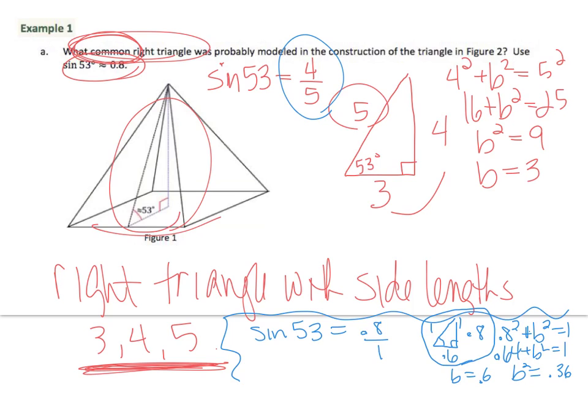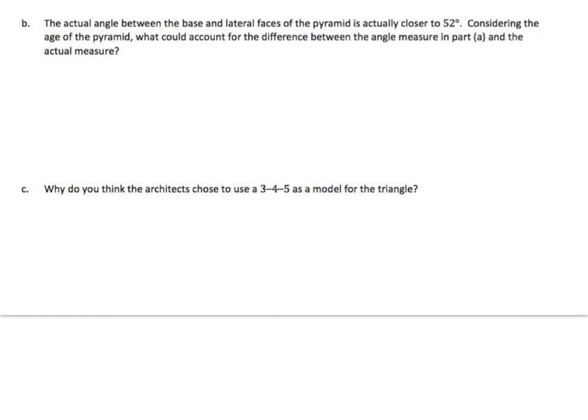This is actually equivalent to a 3, 4, 5 if you set up your ratios. 3 to 0.6 gives me 4 to what? If I cross multiply, 0.6 times 4 equals 3x. Divide both sides by 3, and I get x equals 0.8. So it's the same triangle, just scaled smaller. Okay, sort of funny.